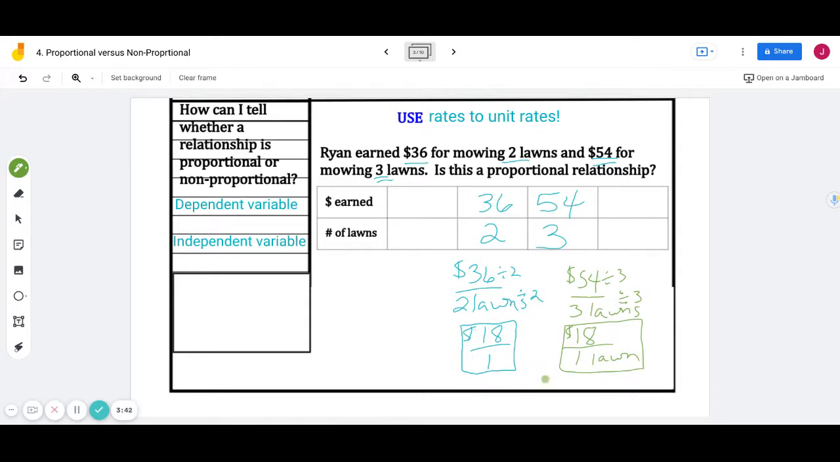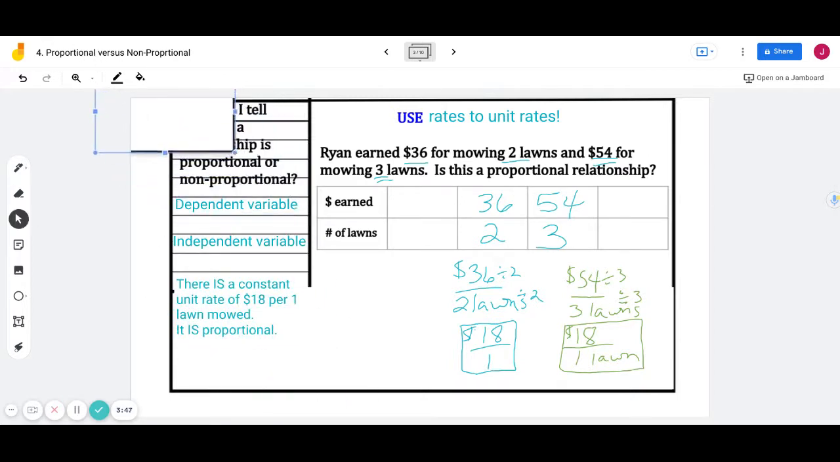So we can see here, we do have a constant unit rate or a constant ratio. But this is actually a unit rate because we've got the units on it, okay? So what we would know then is there is a constant unit rate, $18 per 1 lawn mowed, so it is proportional. And we could take that, then we know that for 1 lawn, Ryan's going to get $18, right?